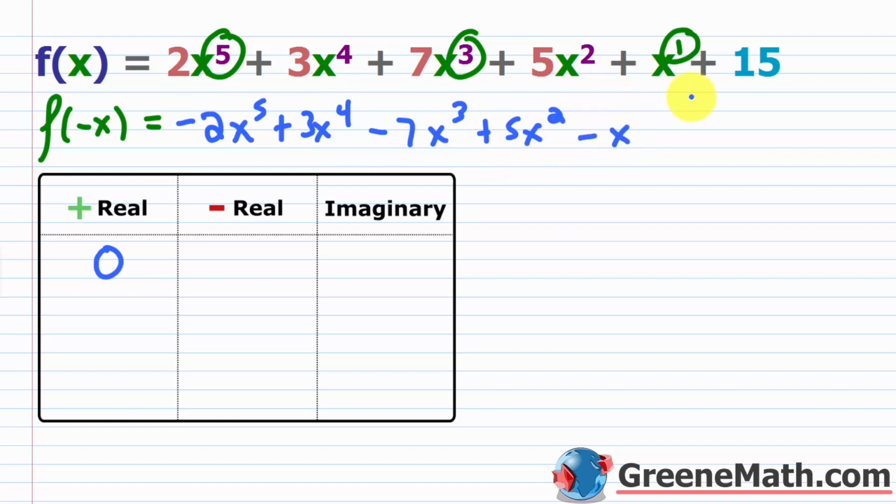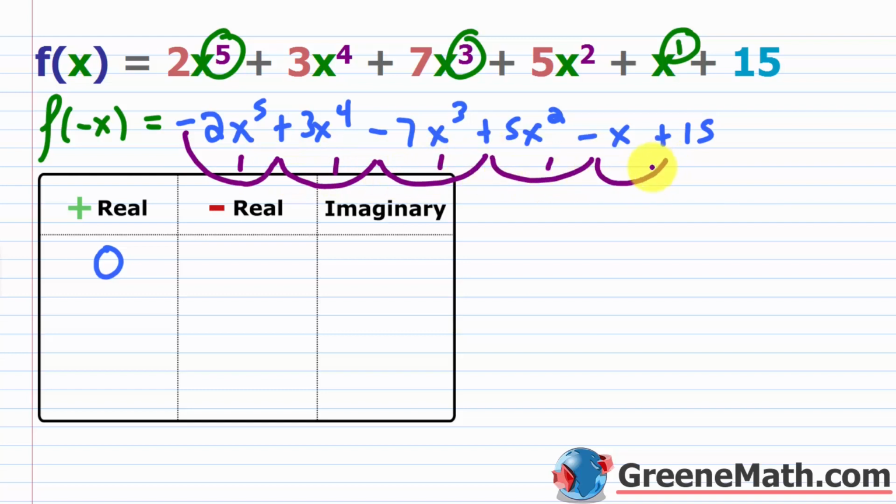And this would be -x, and then plus 15. Okay, so now we have a lot of sign changes. So we go from here to here, so that's 1. Here to here, that's 1. Here to here, that's another one. Here to here, that's another one. And here to here, that's another one.